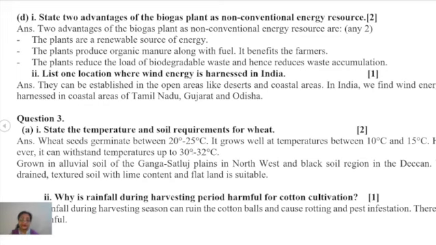Second part of this question: why is rainfall during the harvesting period harmful for cotton cultivation? During the harvesting period, when we have the cotton pods, if rainfall occurs, it can ruin the cotton balls and cause rotting and pest infestation. Therefore, it is harmful for cotton cultivation, especially when harvesting is going on.